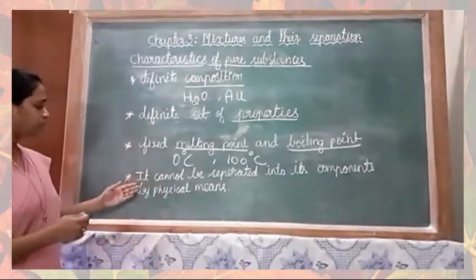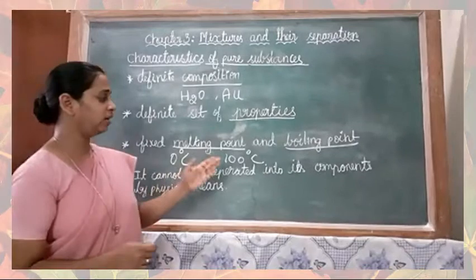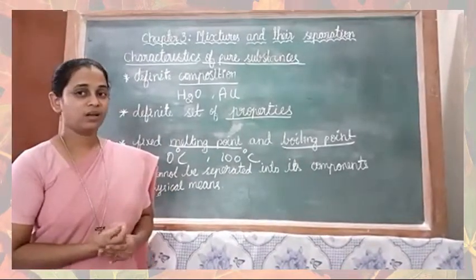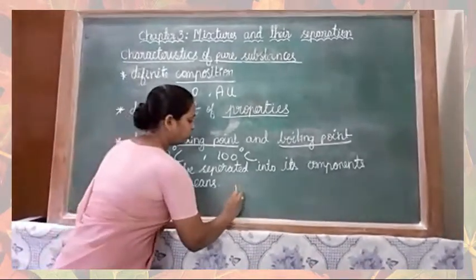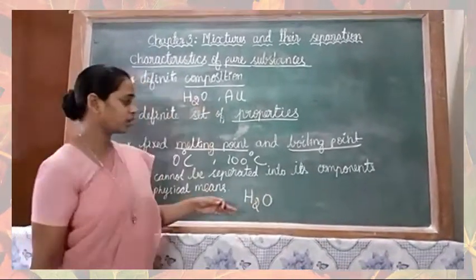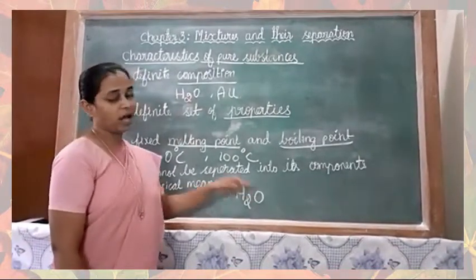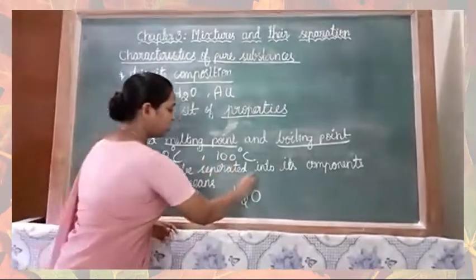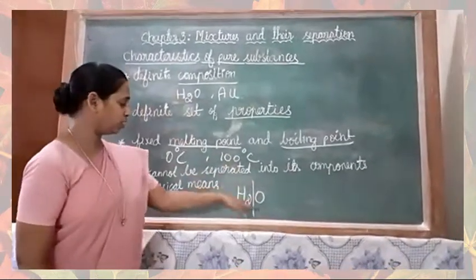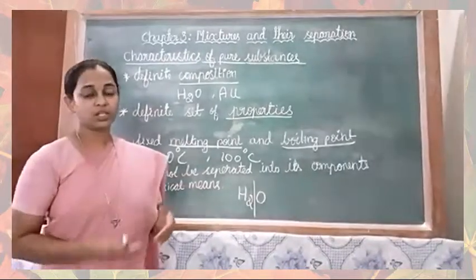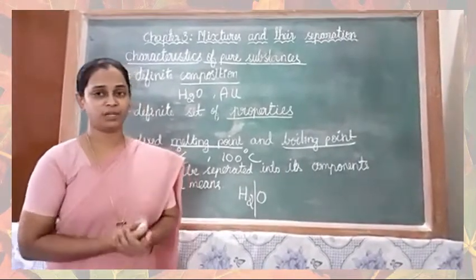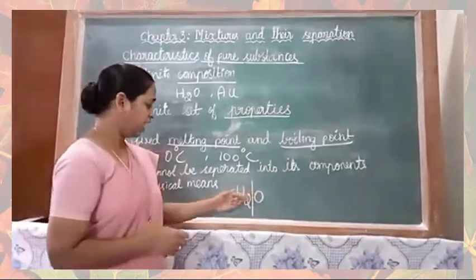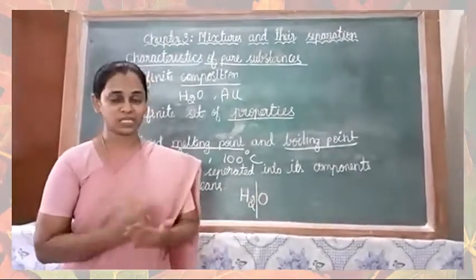Next, a pure substance cannot be separated into its components by physical means. As we know, H2O is the water molecule. The hydrogen and oxygen cannot be separated into its components, that is hydrogen and oxygen, by physical means such as heating or freezing. When you heat water or freeze water, this hydrogen and oxygen cannot be separated.